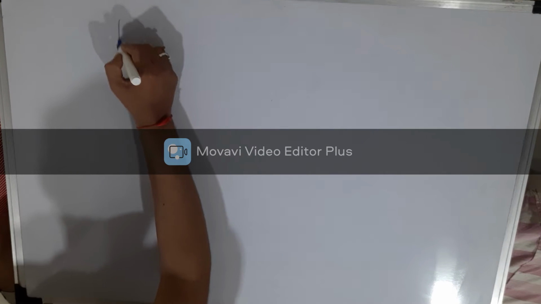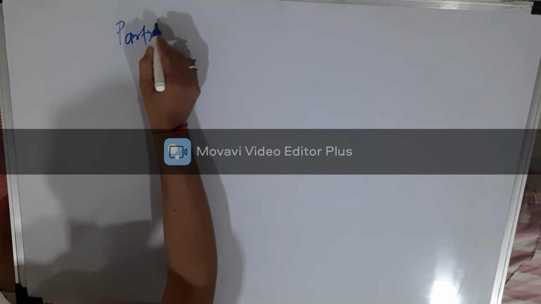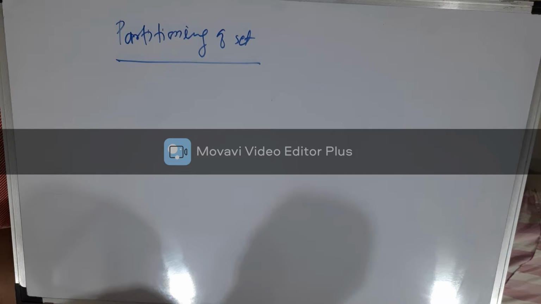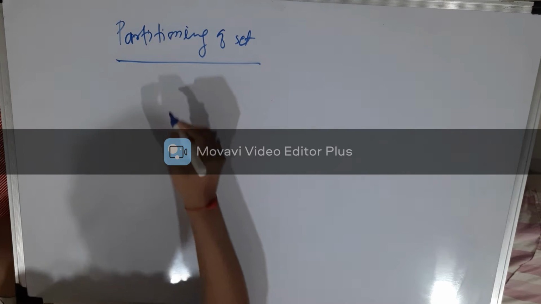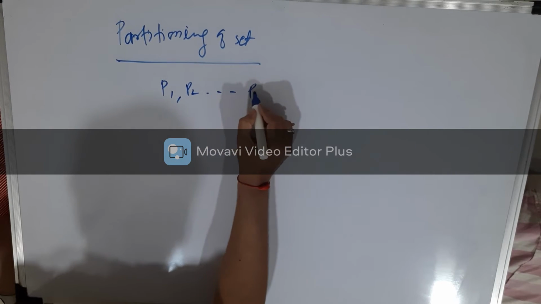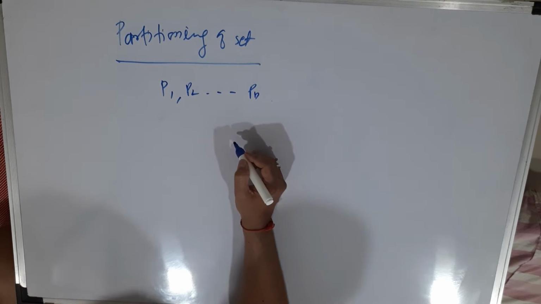So, partitioning of a set. What is a partition? A partition of a set is a collection of n disjoint subsets, P1, P2, up to Pn, that satisfy the following three conditions.